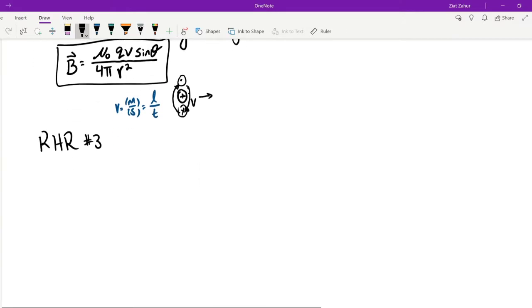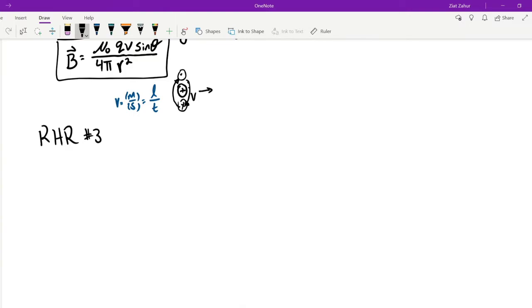Right-hand rule number 3. So it's the same, except we're going to replace current with velocity.